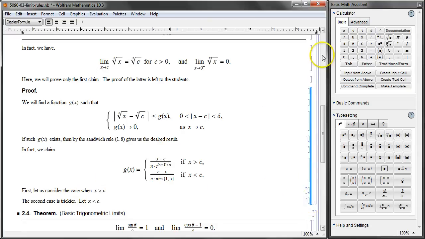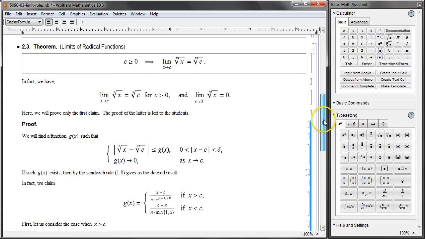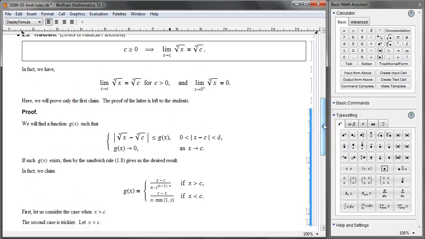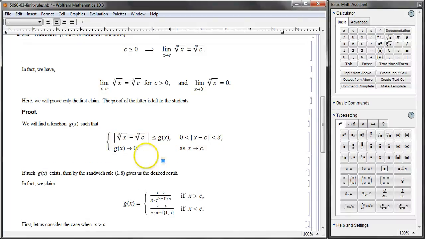Here's a strategy. We're going to find a certain function g of x which is greater than or equal to the absolute value of nth root of x minus nth root of c. Also, g of x is going to 0. Consequently, this nth root of x minus nth root of c will be squeezed between g of x and negative g of x. Basically, this is what I'm talking about.